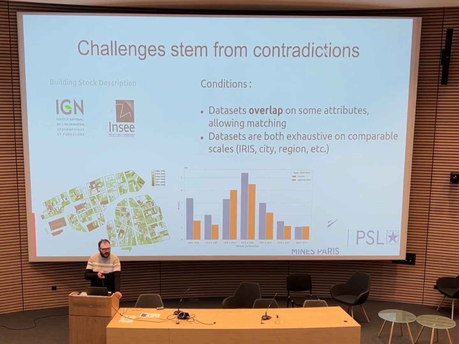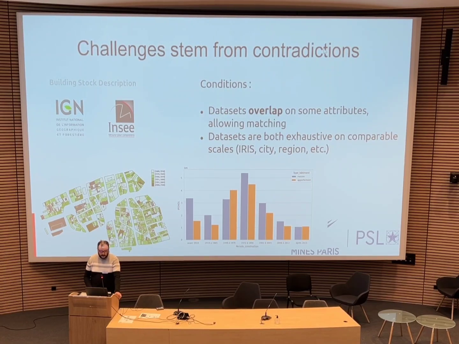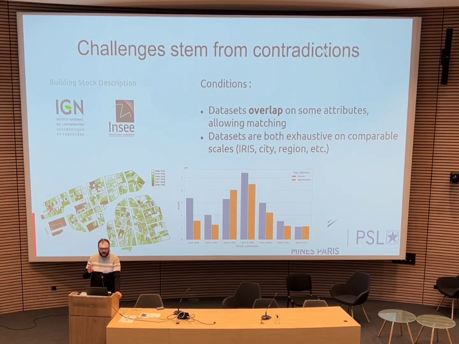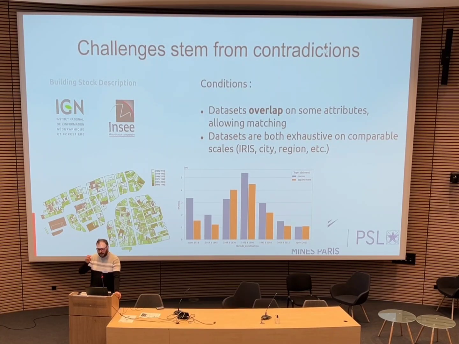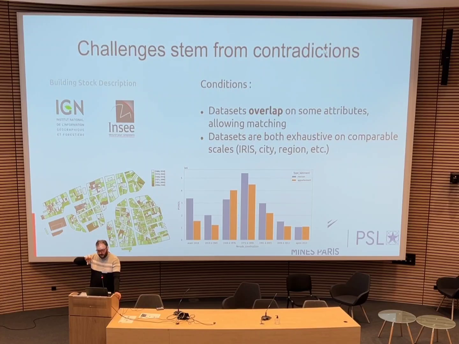So for example, here I give an idea about the BD Topo dataset that gives the year of construction for every building, and you also have the dwelling census dataset that gives the year of construction for every building. You can compare them on the same scale, which is the IRIS in this case, and see that in many situations you will not have the same distribution of construction year between the two databases. So before matching them, you have to have a methodology that allows them to be compared.